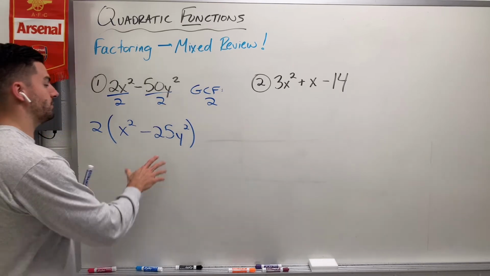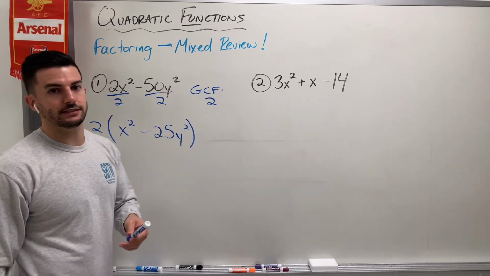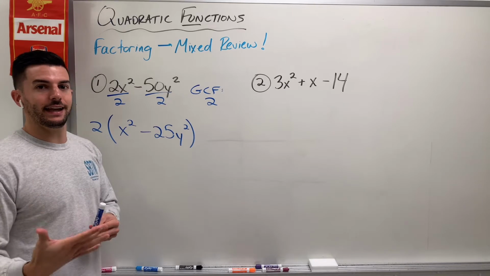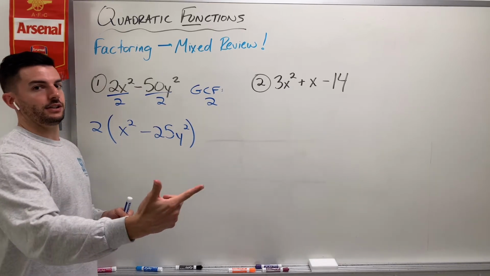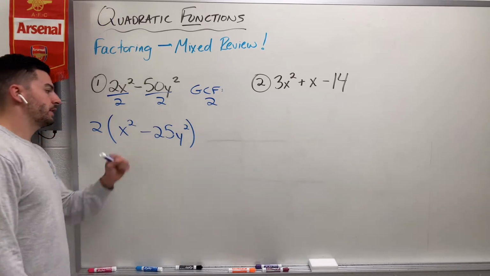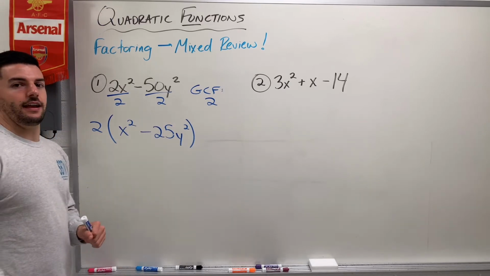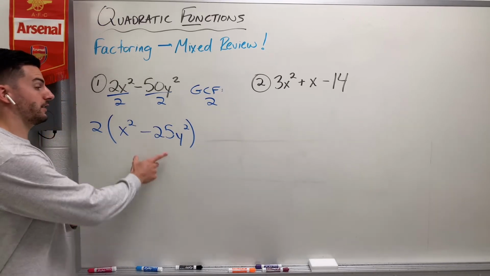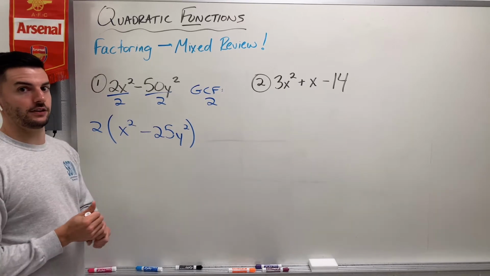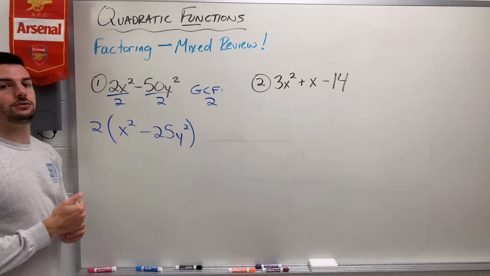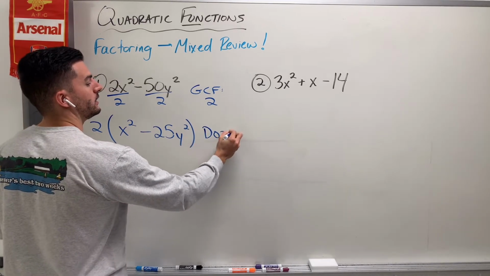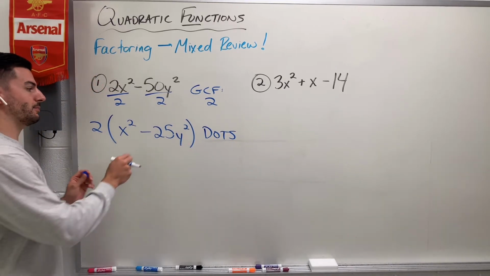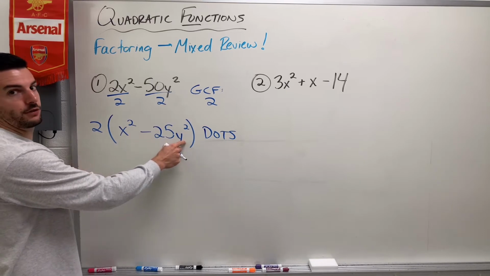But I do have to look at what's left, and I say, okay, can I factor that again using one of my other strategies like dots or tic-tac-toe or group factoring? And you look at this, and we can factor that again into two smaller groups using dots, right? Dots, difference of two squares, meaning that this is a perfect square minus another perfect square.